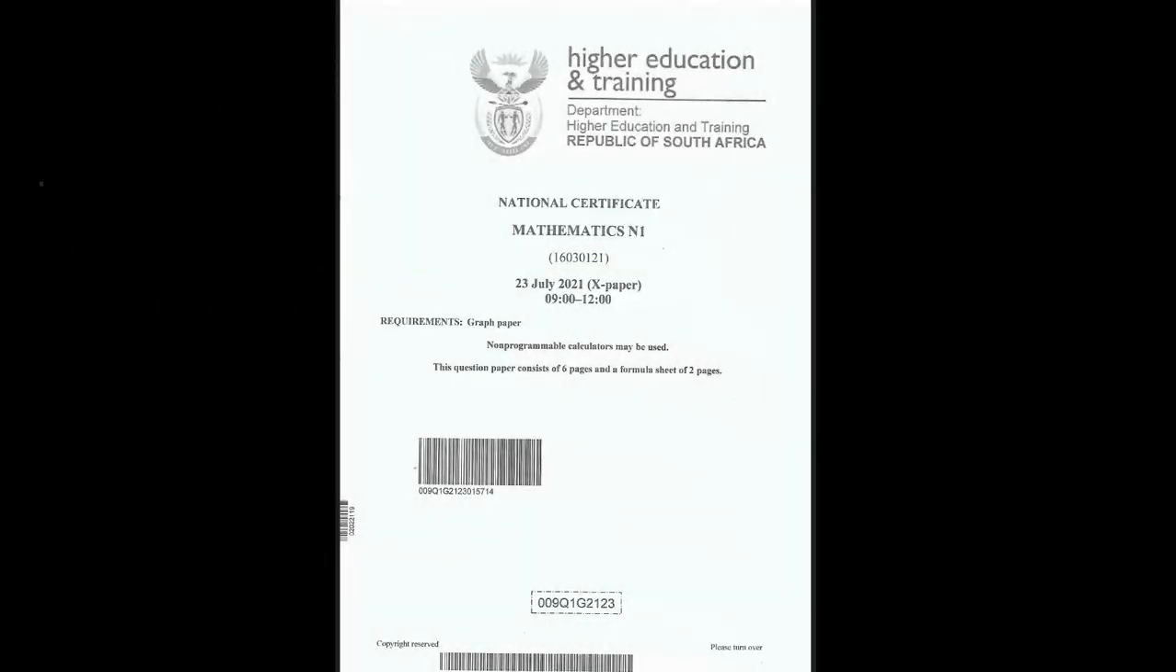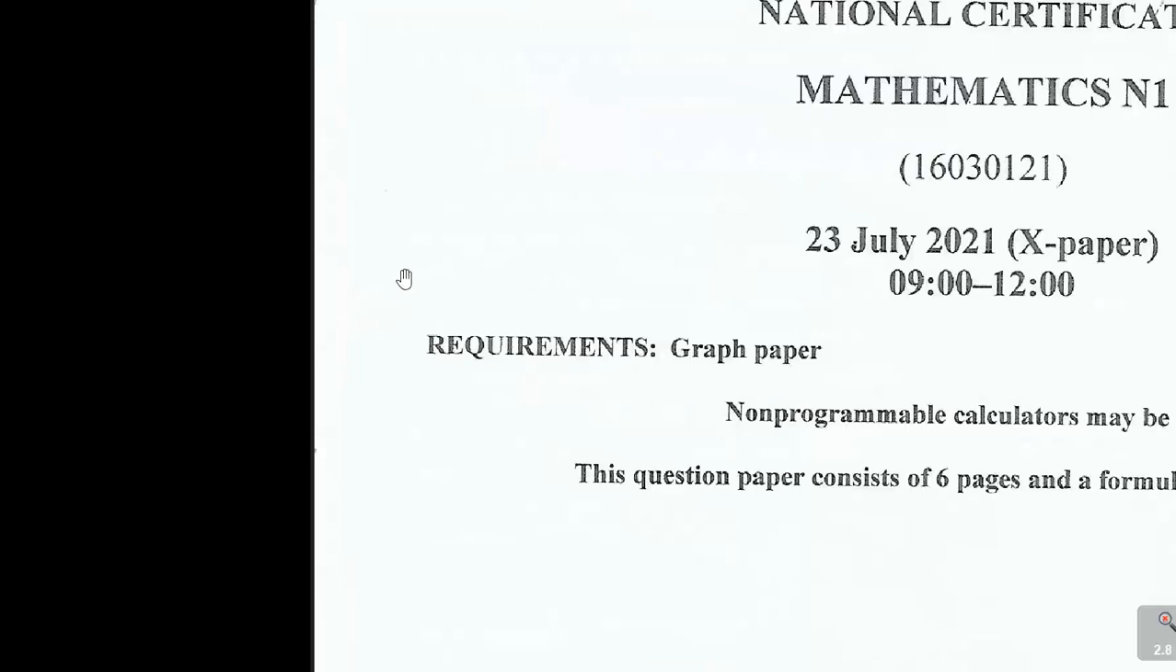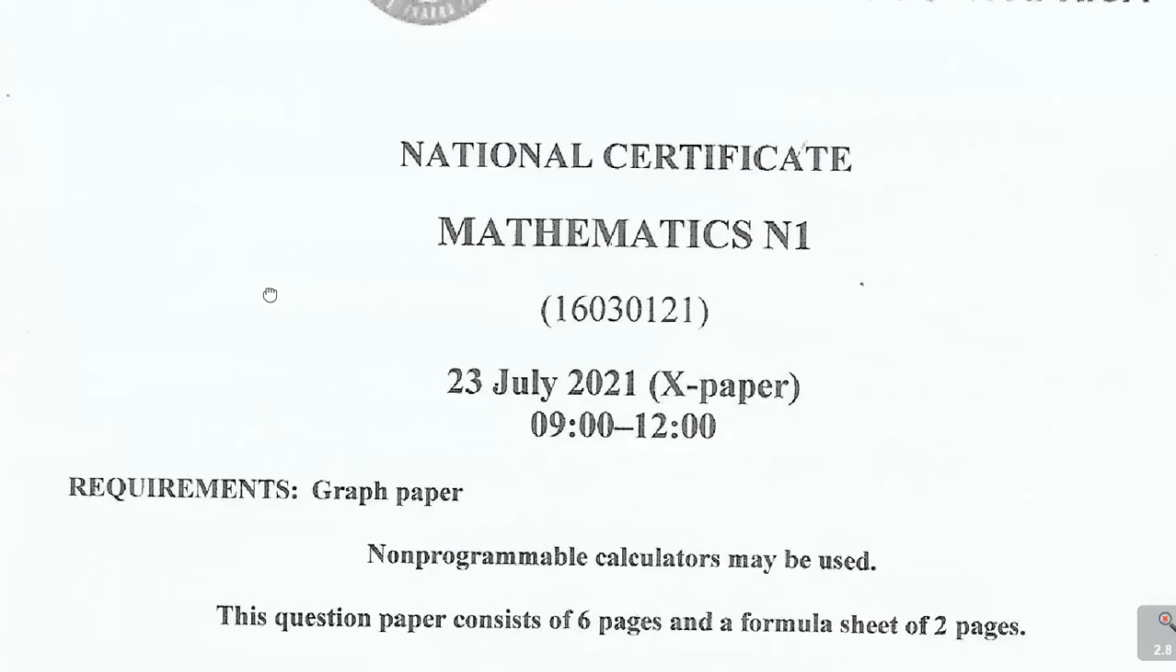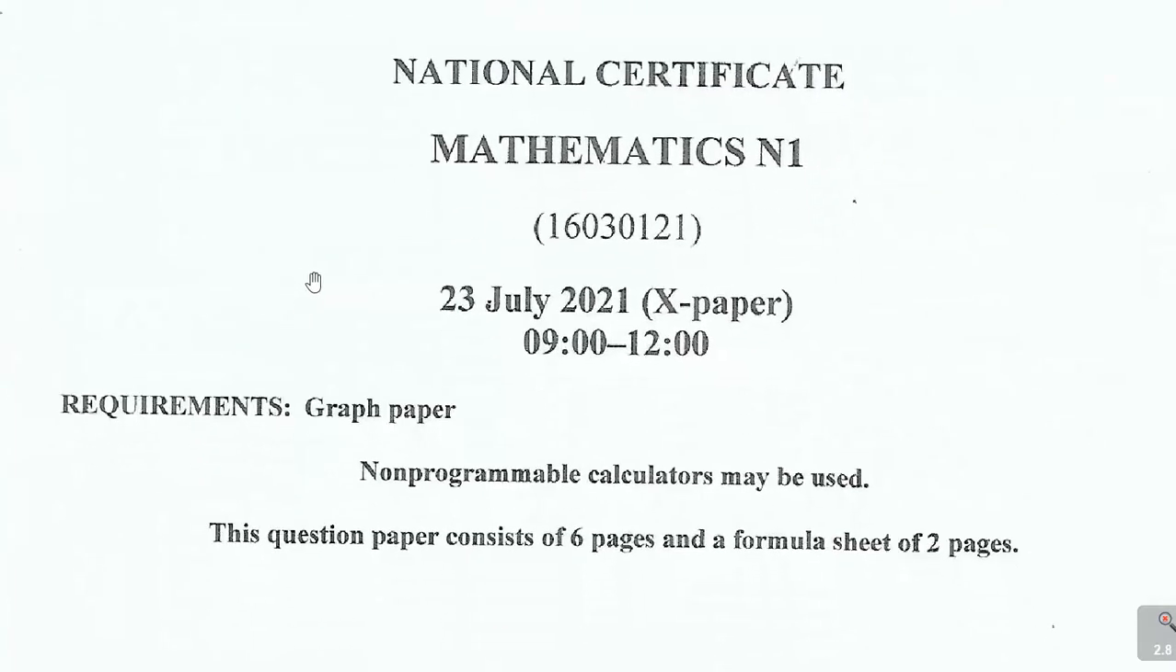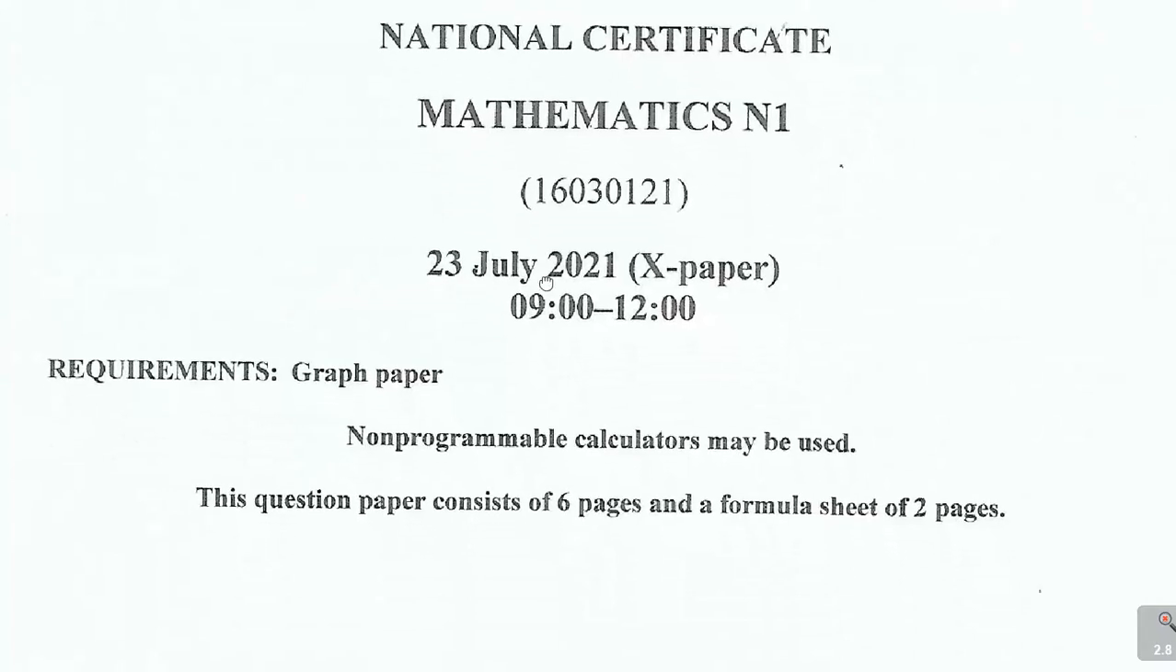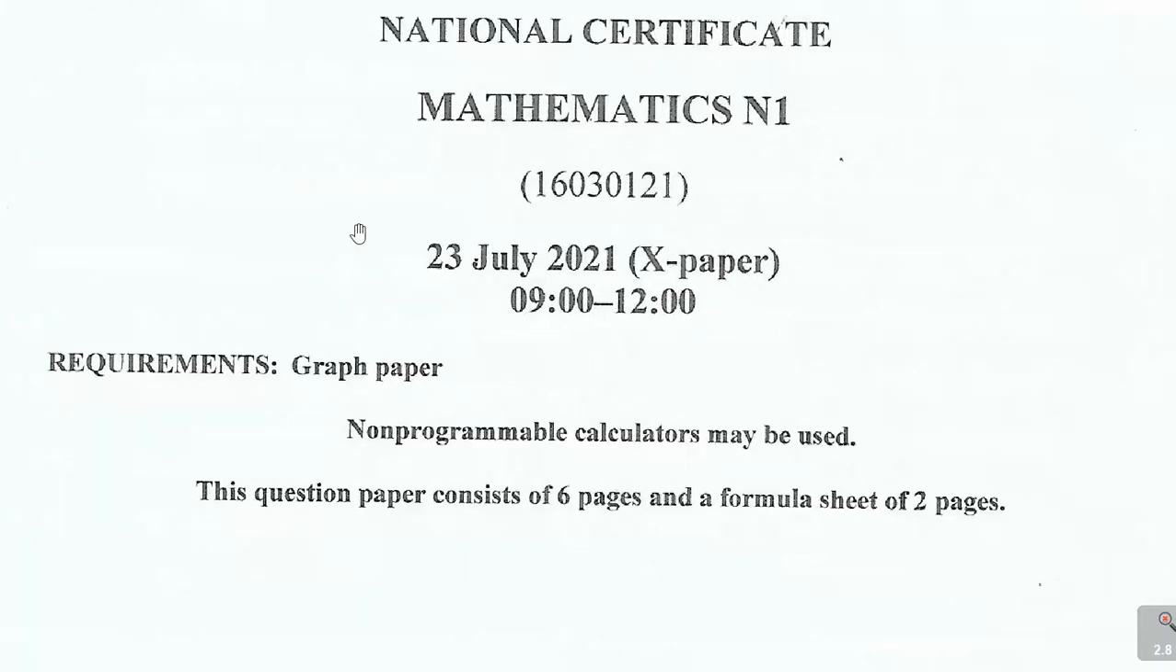My name is Confident. Welcome to our revision session, and we are looking at the Mathematics N1 paper. This particular paper was written in August. It is dated 23 July. It was supposed to be written on the 23rd of July, but it ended up being written in August as a result of the COVID.